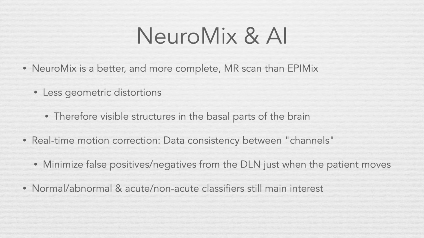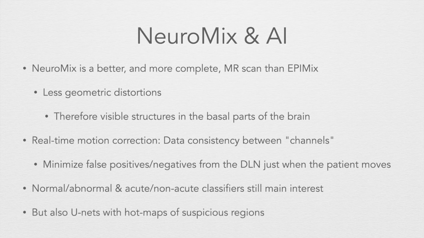Normal, abnormal, acute, non-acute classifiers are still probably our main interest, but we're still in the learning phase here. We're still a bit behind other people in deep learning MRI now, but we also think of having U-Nets making sort of heat maps of suspicious regions. So highlight areas in the brain that are suspicious to the neuroradiologist.